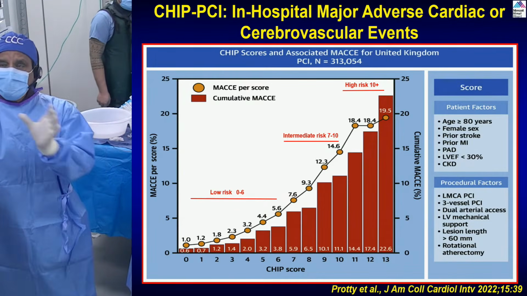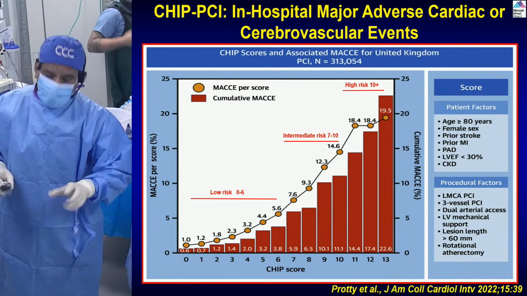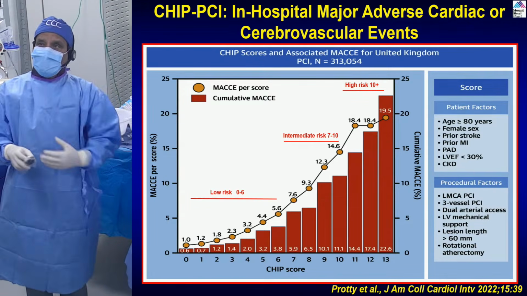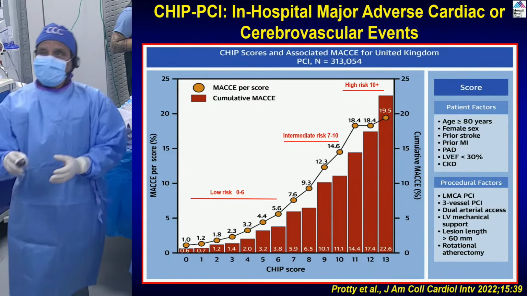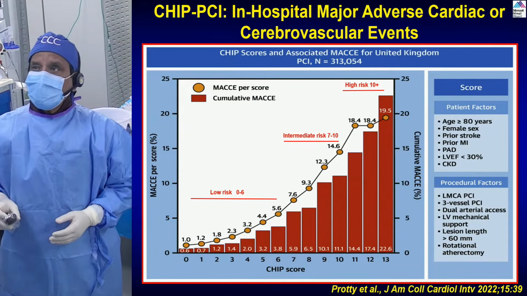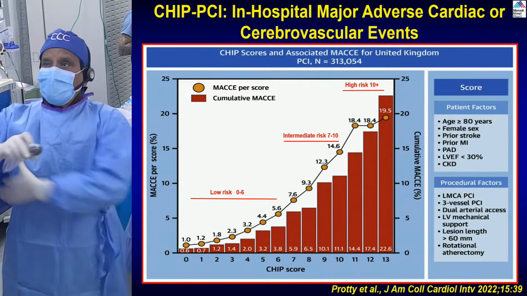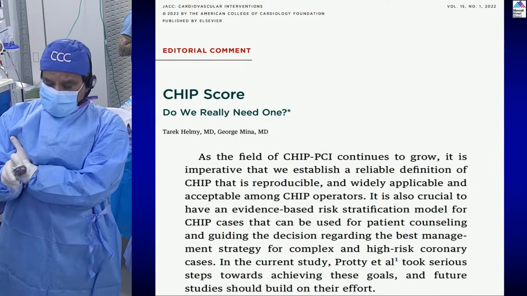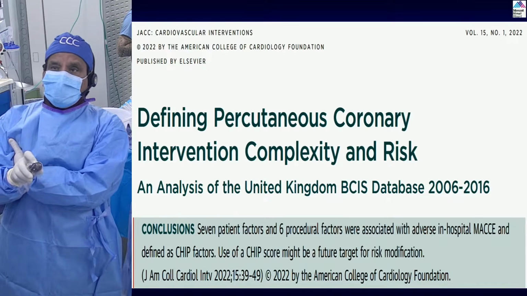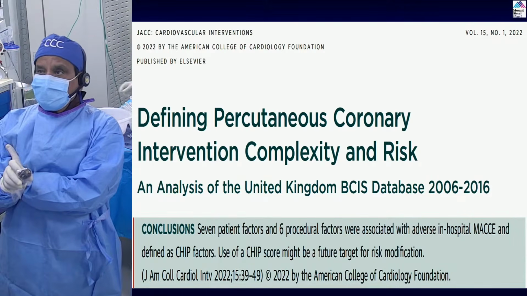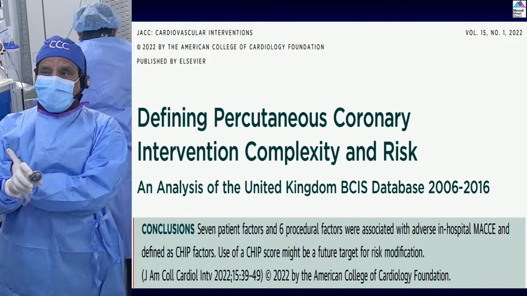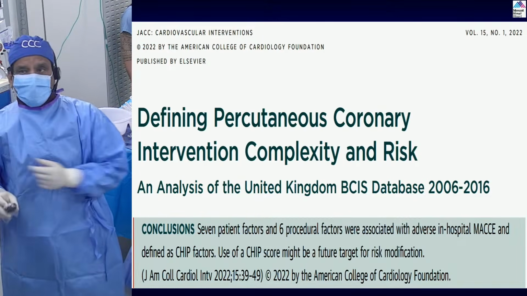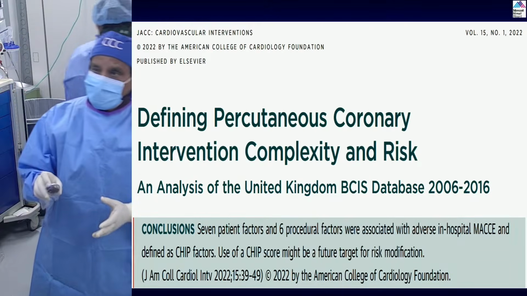So just like we have any risk score, you have low risk, intermediate, high risk, like the TIMI score. So what does it mean? It means you have your strategy planned for these patients, particularly who are high risk and can have trouble. So you have a full planning strategy there. The 7 patient factors and 6 procedural factors were associated with adverse in-hospital MACE and defined a CHIP factor. Use of CHIP score might be a future target for risk modification. So what does that basically mean? That patients who have a high risk score, you need to modify.